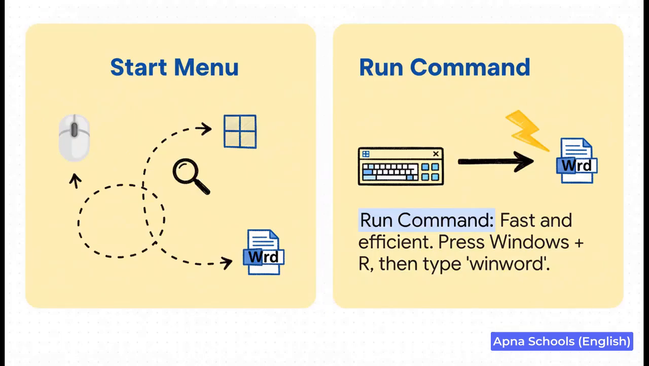Look, the Start menu is great. It's easy, it's intuitive, it gets the job done. But if you want a little burst of speed, you've got to try the Run command. All you do is press the Windows key and the letter R at the same time, type in WinWord, that's one word, WinWord, and boom, hit Enter. Seriously, it's a fantastic shortcut to have in your back pocket.